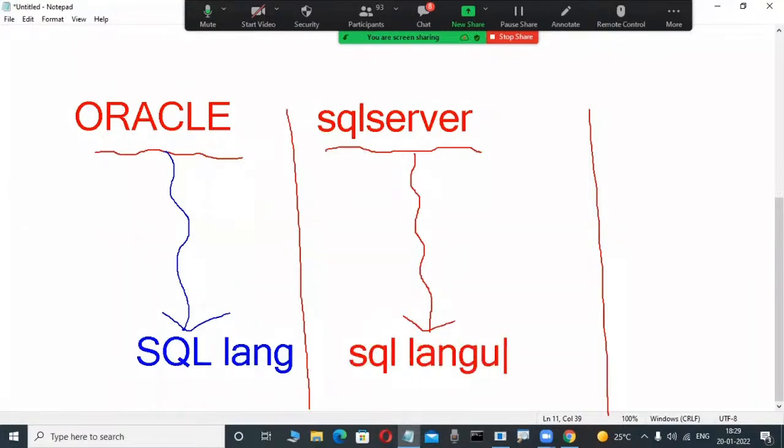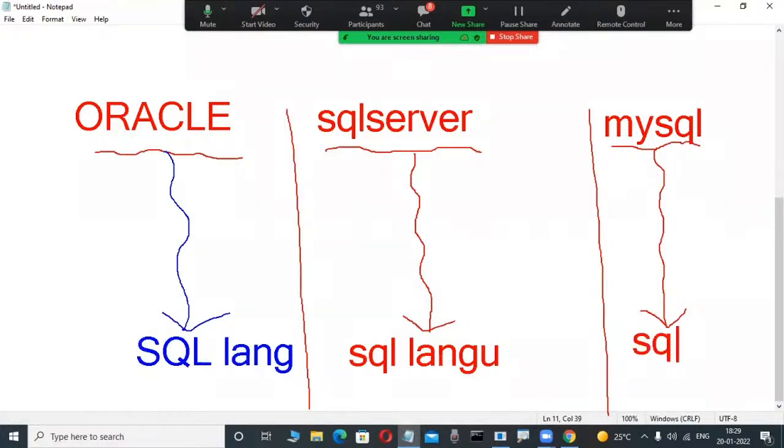Again, MySQL is also used by many people in my company. MySQL is a relational database product, and it is open source. Some employees are working on MySQL and operating the MySQL database, and they also use SQL as the language. So SQL is a universal language.